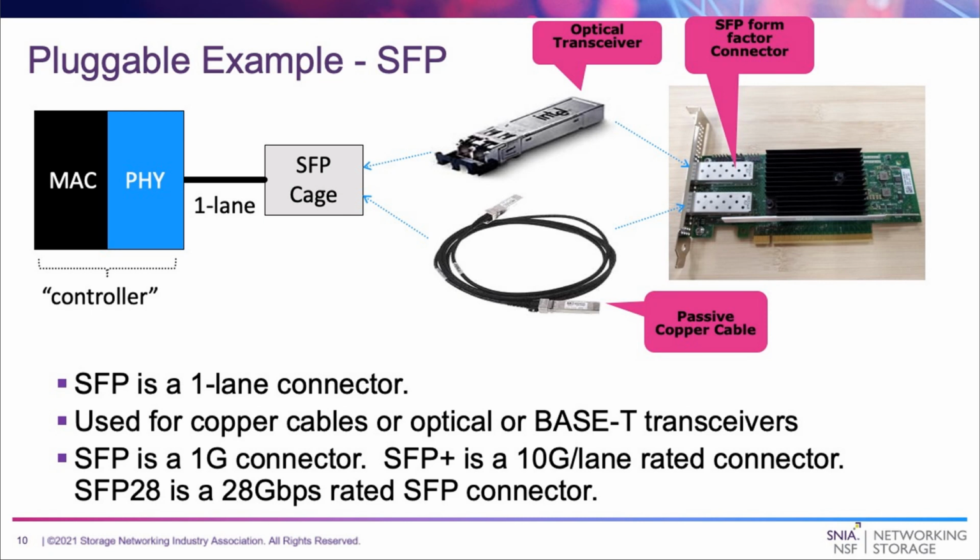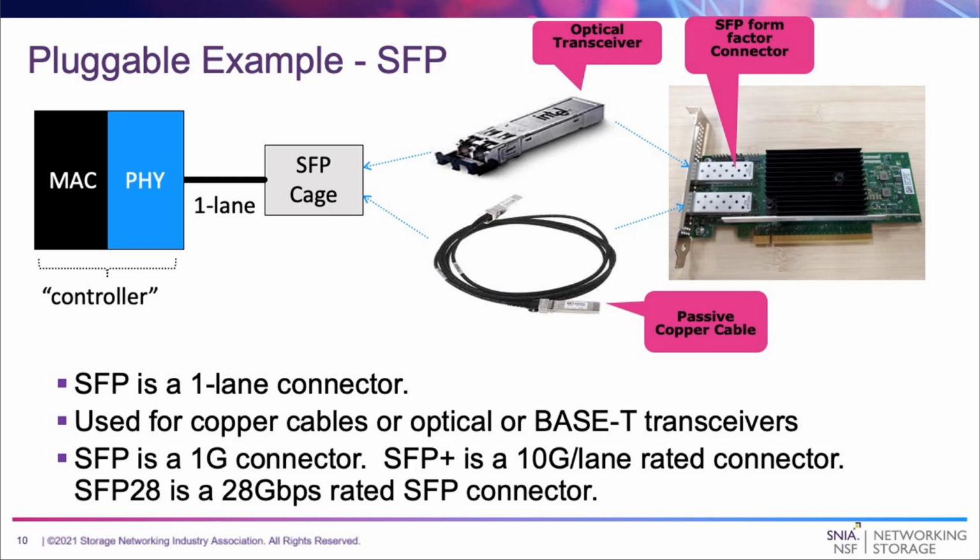Let's take an example of SFP. How is SFP used? The SFP itself is a 1-lane connector, as we saw in the previous slide. And this connector can be used for copper cables, can be used for optical transceivers, or even base T devices, pluggable media, if you will. On the right-hand side, you'll see a picture of a representative networking card with an SFP form factor connector, of which either the top optical transceiver can be plugged in, or bottom, a passive copper cable can be inserted. That allows the end customer and the user to choose the media for their particular application.